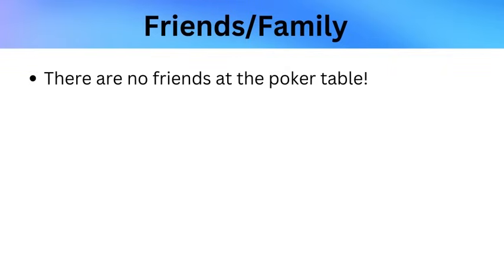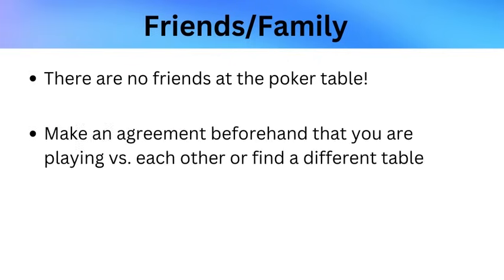Don't go easy on them. First of all, if you soft play your friends, it's borderline cheating, so I wouldn't recommend that. Definitely don't ever check the nuts down to your friend. Just treat your friend, your family member, as an opponent. If it helps, tell them beforehand that you're going to play your normal game versus them, so that they don't get upset with you if you win a pot off them. Like I said, make an agreement beforehand that you're playing versus each other, or find a different table.